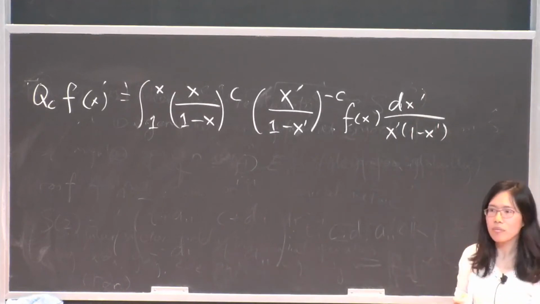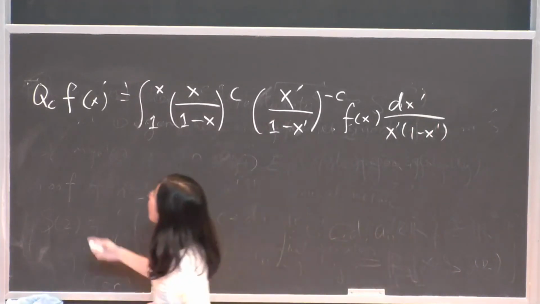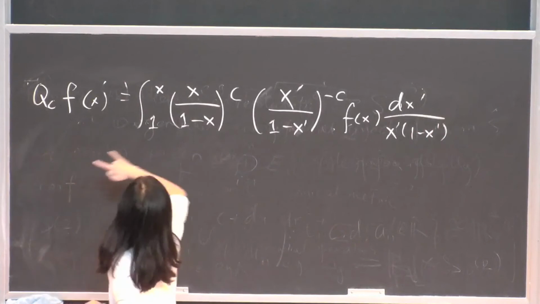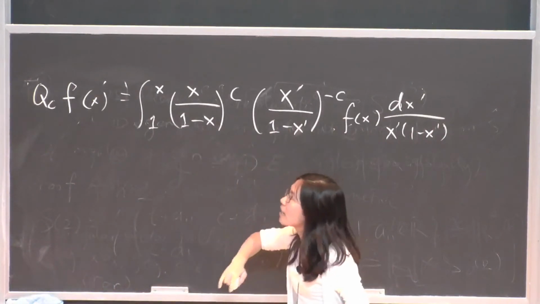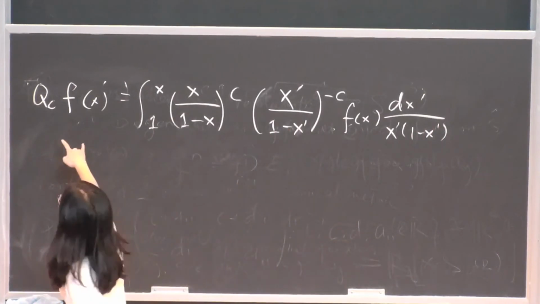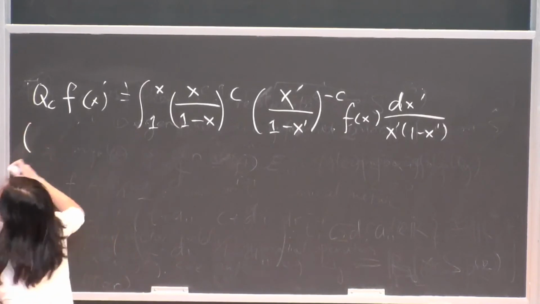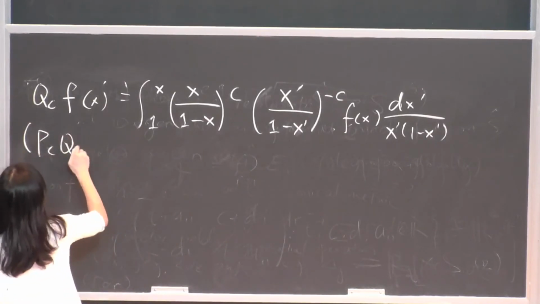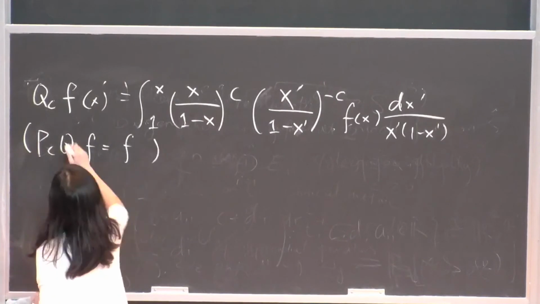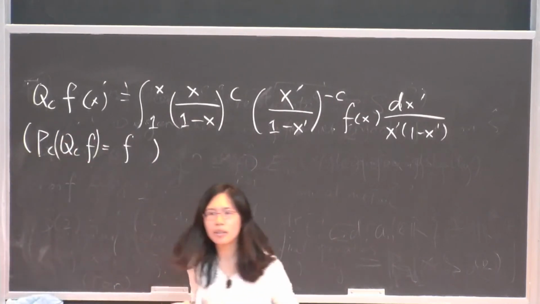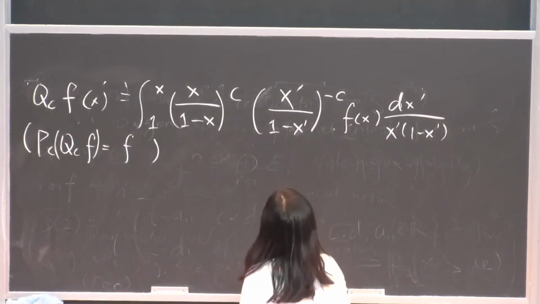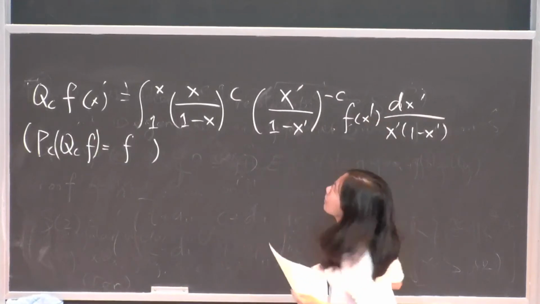Okay. So this is just saying that for any function f, if I do this operation by integrating, what I get is a function that solves, well, let me just write it out: P_C Q_C f is equal to f. Okay, that's what I'm doing. f of x prime. Thank you. Yes.